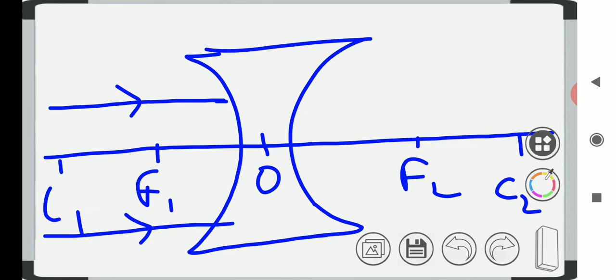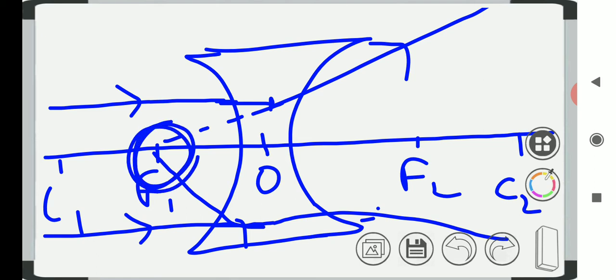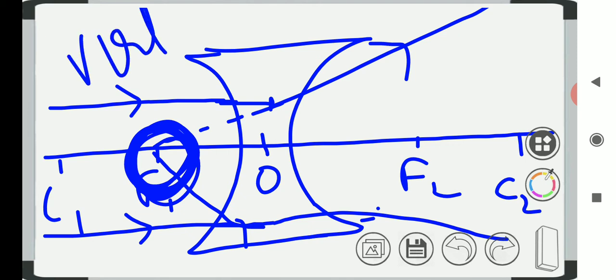Diverge means they will spread out, like this. But if we extend these refracted rays in a backward direction, we will find that they appear to intersect each other at a point. So due to the apparent intersection of the light rays, the image is formed, which is virtual.